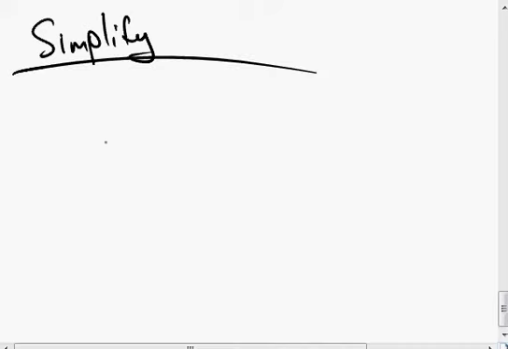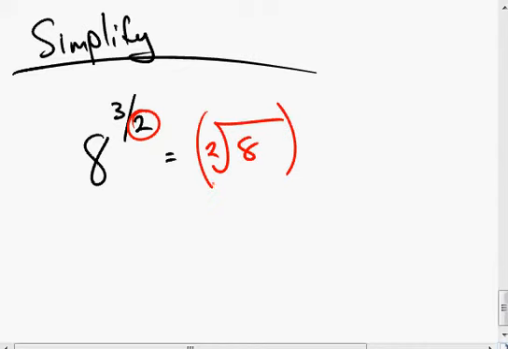So let me give you a question here. 8 to the power of 3/2. First of all, you don't have to do it this way, but this may help explain it. Let's just convert that. It's in exponential form right now. Let's convert it to radical form. 2 is the index. 8 to the third power. And we have to simplify this.